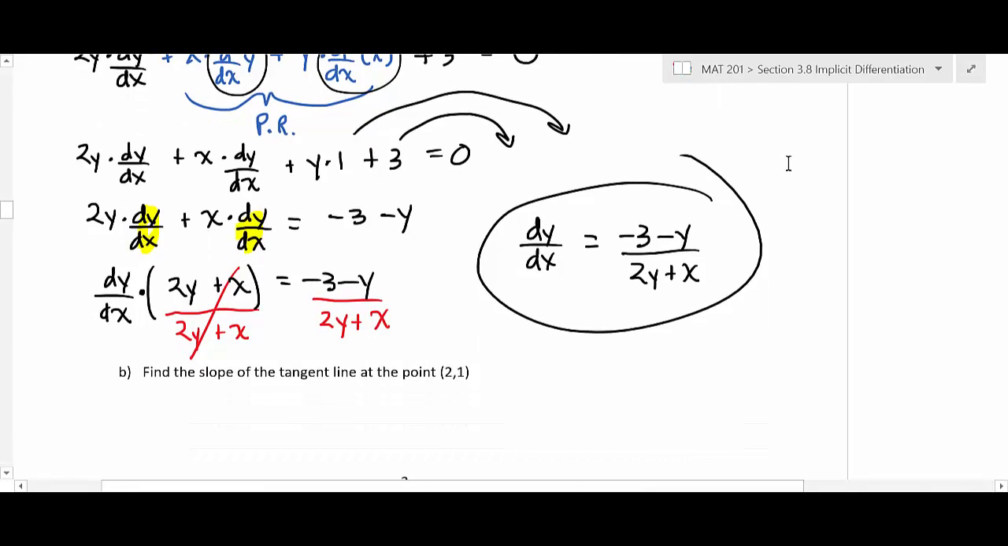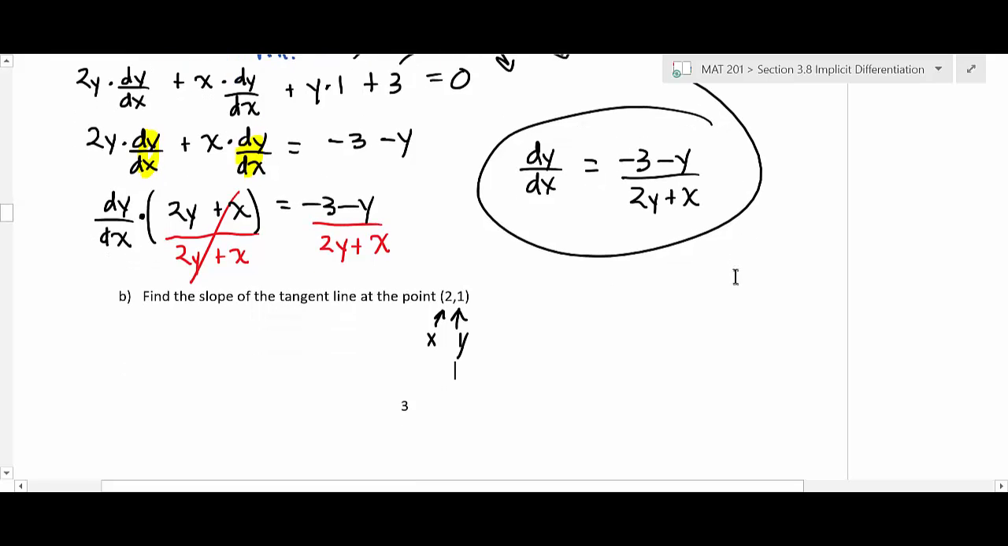So what we would do now is we'd find the slope of the tangent line. So what we're going to do now is plug into your derivative. Okay, so you have x is 2, y is 1. Here's your derivative. You have an x and y. You just simply plug in. So you're going to do negative 3 minus the y value, which is 1, all over 2 times y. Y is 1. And then plus x. And let's see, x is 2.